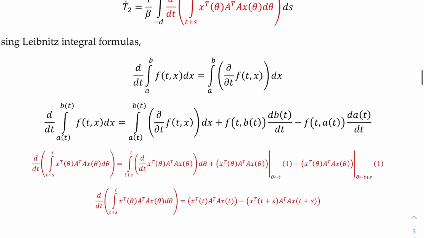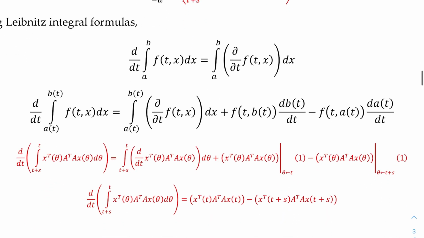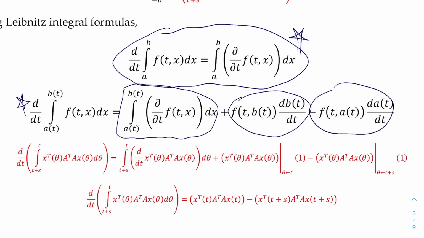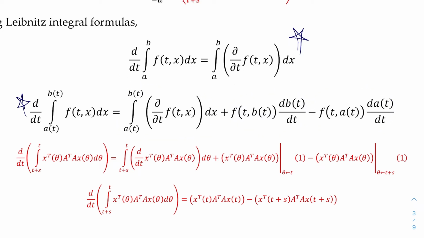Okay, so let's remember what that was. First of all, here is the Leibniz integral formula, and this is the scalar case. This is just a formula, and this is the one that we need to use right now. Here we have three terms, 1, 2, and 3. So we are just going to substitute that.